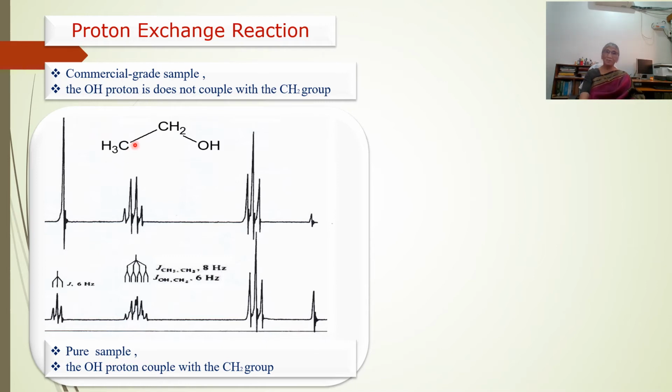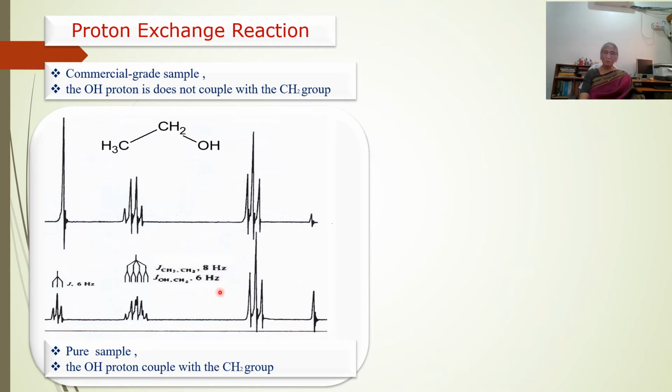So first, the methyl protons couple with the methylene protons and a quartet is seen. And it is J coupling, J CH2-CH3. The value of the J coupling is 8 Hz. Now, the 4 lines of the signal again couple with the hydroxyl proton and each line splits up into 2 peaks, and this represents the coupling constant between J CH2 and OH, and it is 6 Hz.